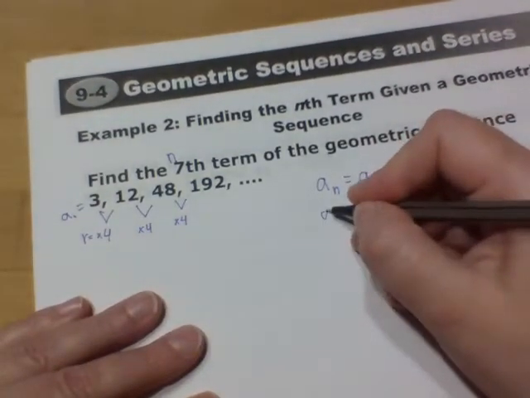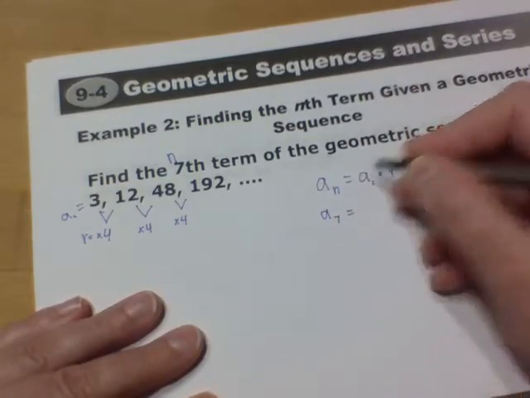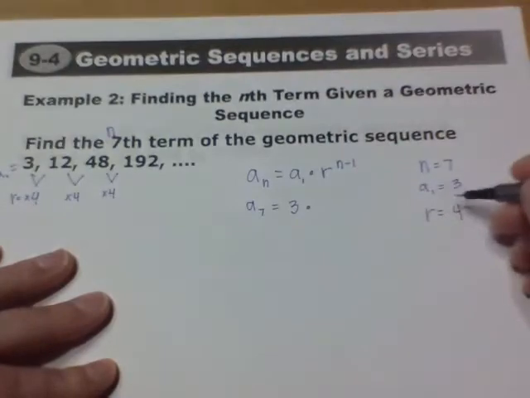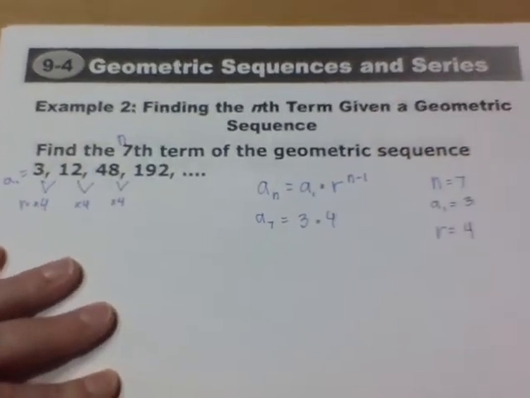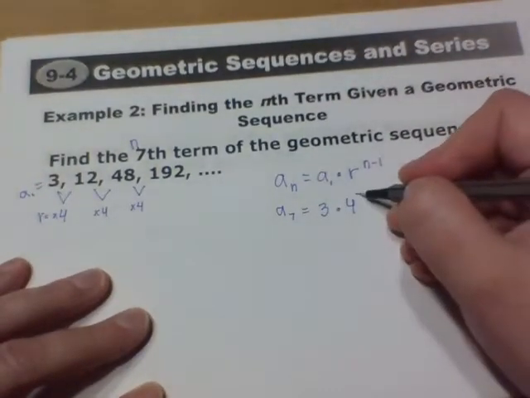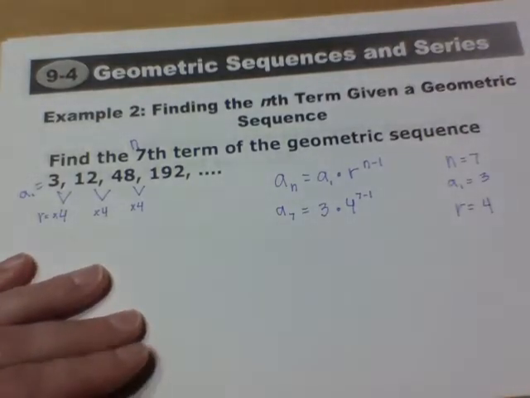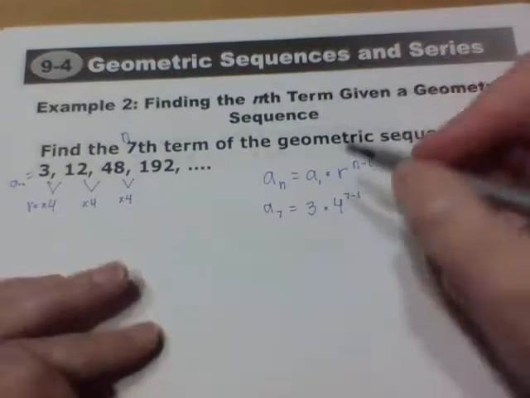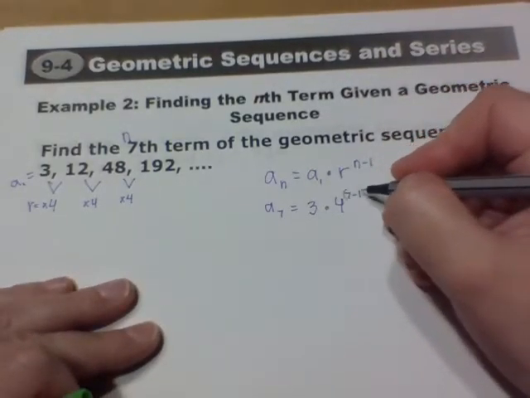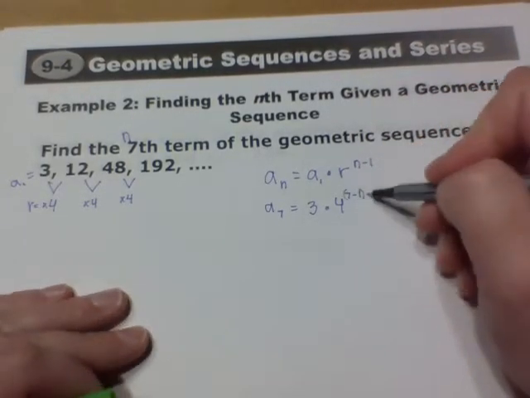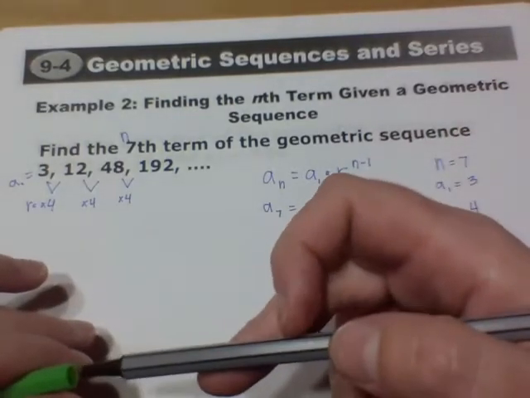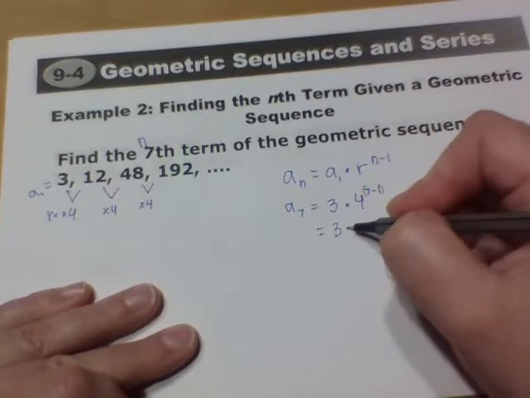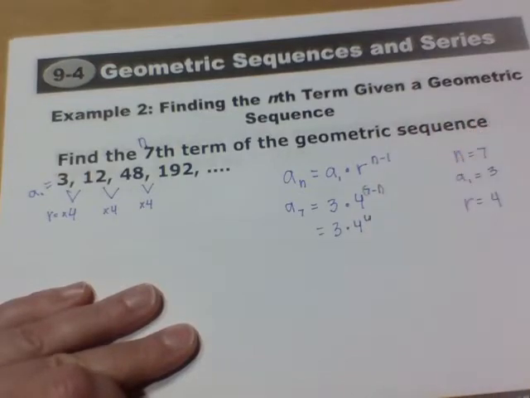We have a sub 7 is what we're looking for, and so we need to put a sub 1, which is 3, and multiply that by r, which is 4, and then raise that to the power of 7 minus 1. So when we look at this, this is technically up here in parentheses, and it's also an exponent. So according to the order of operations, we definitely want to be doing 7 minus 1 first. So we're going to go ahead and change that to 3 times 4 to the 6th.